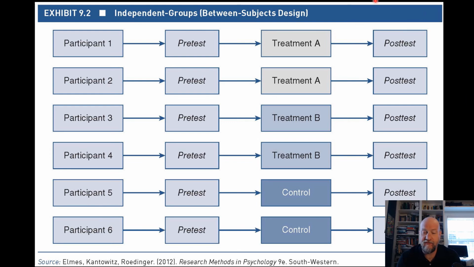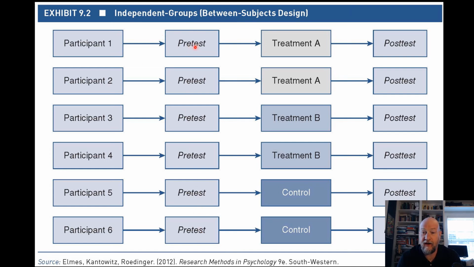So this is just an image from your book to sort of help explain the idea of a between subjects design. As you see, these represent individual participants. This is a pre-test, post-test design as well. So every individual participant receives a pre-test, right? So we can see where their baseline is.